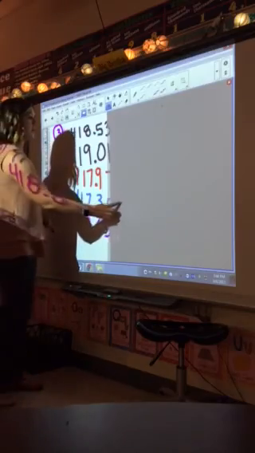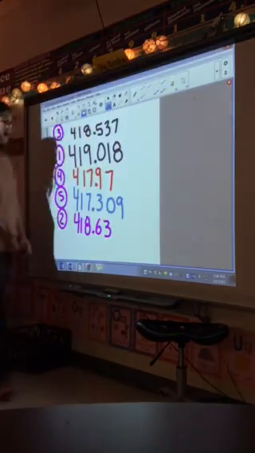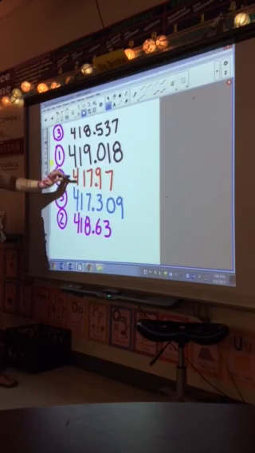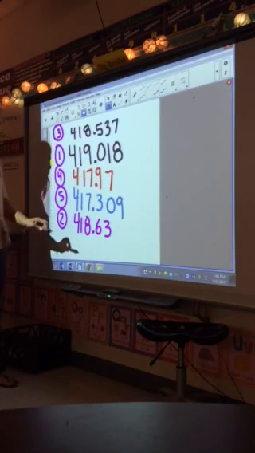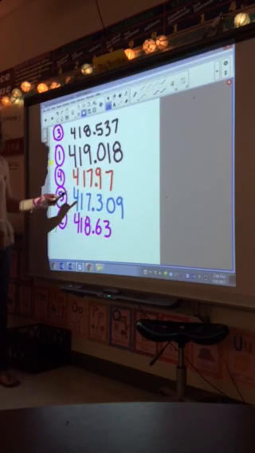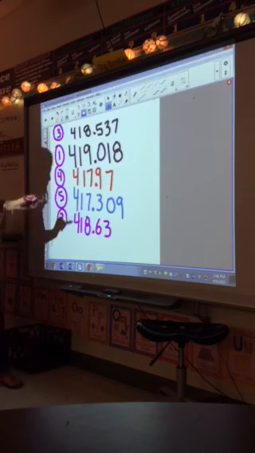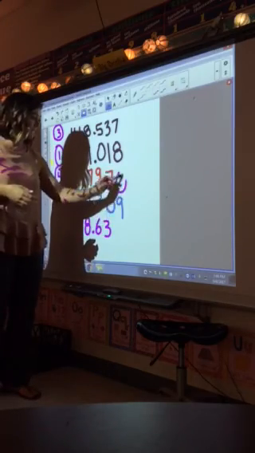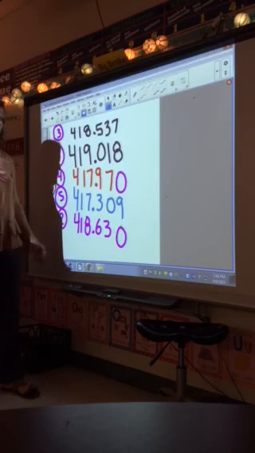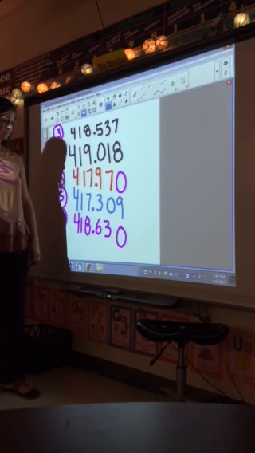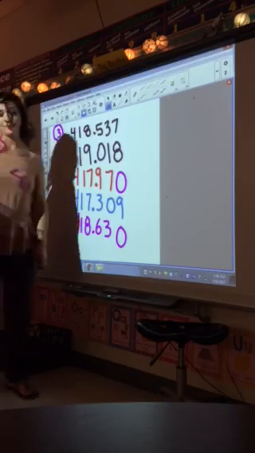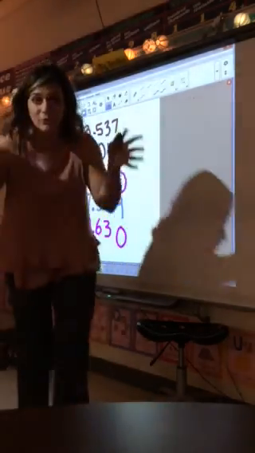But as I scoot on over, I might want to double check. And when I notice that 417.97 doesn't have as many digits as this one, I don't need to be concerned. Because as long as I make my decimals happy, I see that 970 is indeed bigger than 309 and 630. Have fun comparing decimals. We'll do more tomorrow.